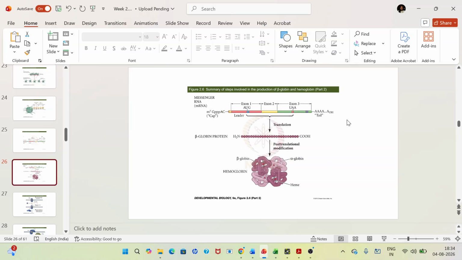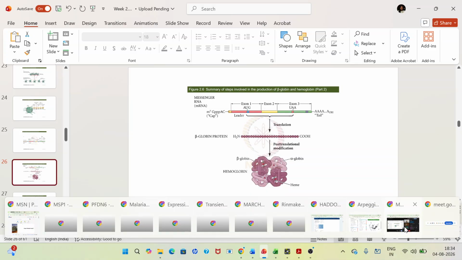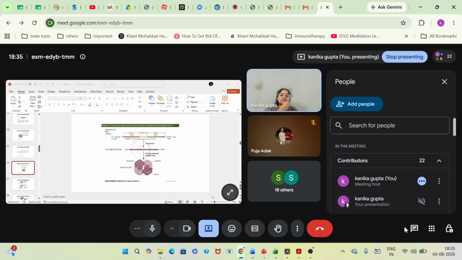At the 3 prime end it gets a modification which is the addition of a poly A tail, and at the 5 prime end it gets a modification of addition of a cap. Okay, the cap comes here, capping happens at the 5 prime end, and at the 3 prime end polyadenylation happens, because of which the mRNA stays stable in the cytoplasm.